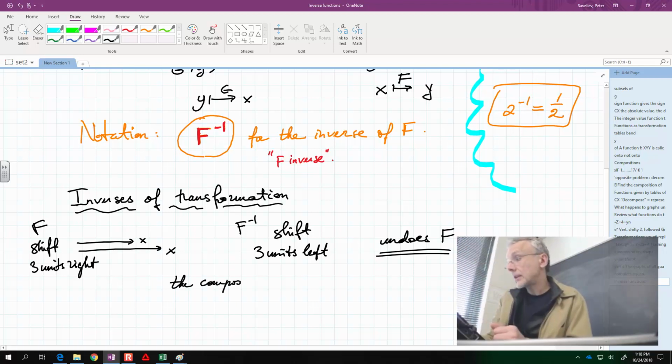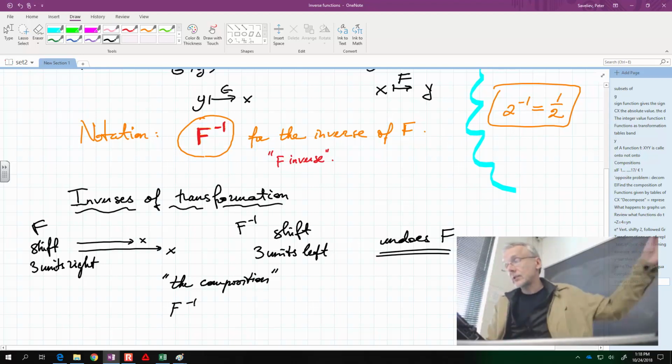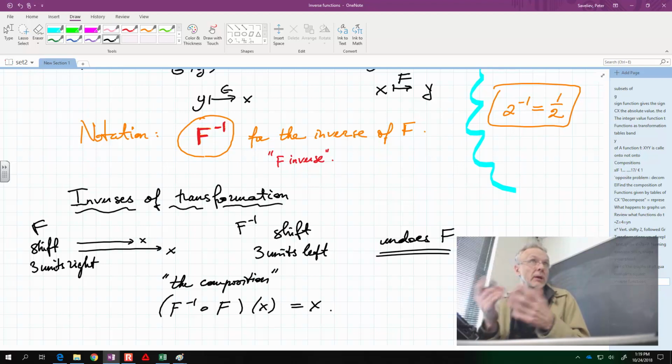So that is the way to understand the function and its inverse: when you compose them together, the effect is nil, or rather the original. So like this, f inverse, what I just described here, composed with f is equal to x. So when we apply this composition of the function and its inverse to any number, the output will be the same number.